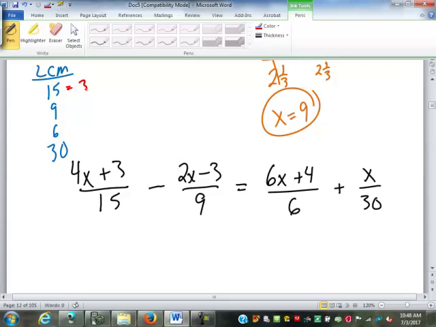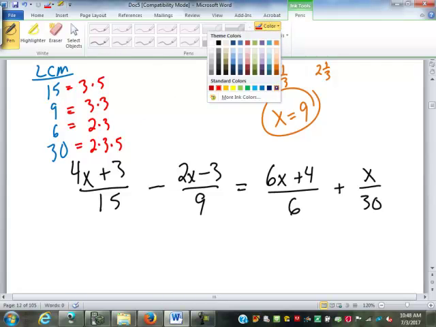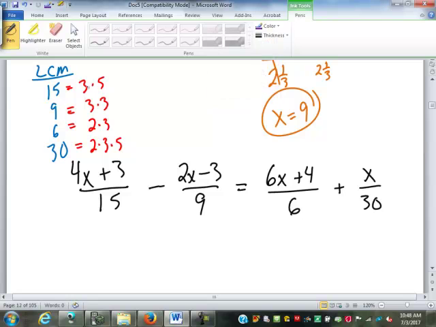Well, 15 is just 3 times 5. 9 is 3 times 3. 6 is 2 times 3. 30 is 2 times 3 times 5. Is there anything they have in common? They all have the 3 in common, don't they? I'm just going to circle it.